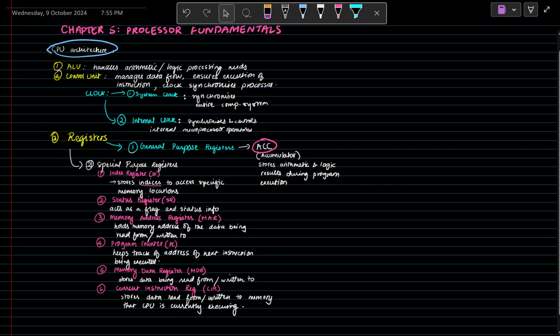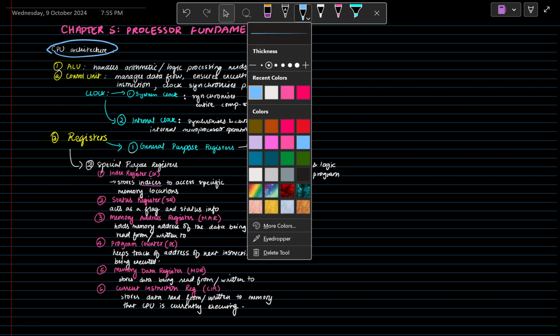Now it's a very good idea to make note of all of this because it's pretty important. So let's go over all these things once again. Which color should I choose? I think I'll just go with the blue.